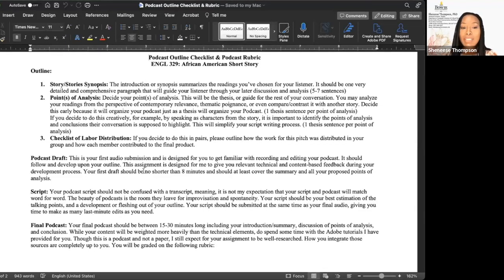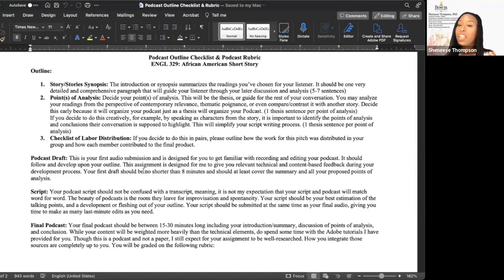Okay, so their drafts are due this Sunday. So that's where we are in the podcast assignment draft. The draft is designed for them to give me at least 8 minutes of audio, right? Number one, so I can see that they are becoming comfortable with using the software. But number two, so that I can give them feedback, substantive feedback on the content that they're sharing.